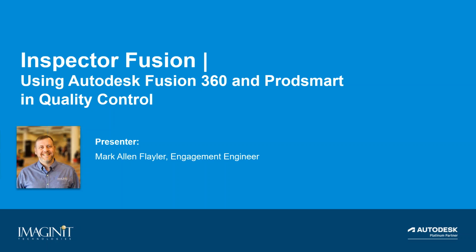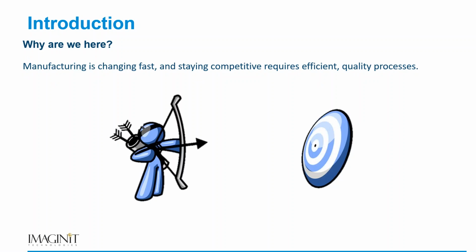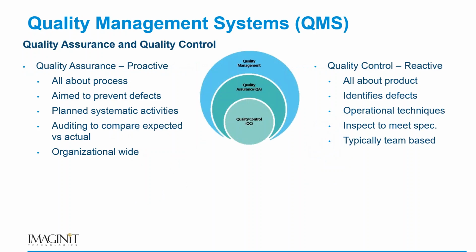So what we're going to be focusing on today with Inspector Fusion, using Autodesk Fusion 360 and Prodsmart and quality control, is looking at a lot of things around quality control and the technologies we have available. So why are we here? Well, manufacturing is changing fast, and staying competitive requires efficient and quality processes regarding that. So as we go through today, we're going to be looking at different tools in the bag available, okay?